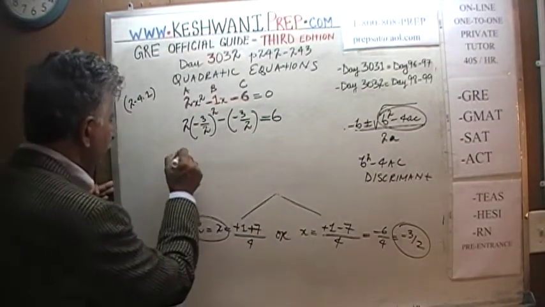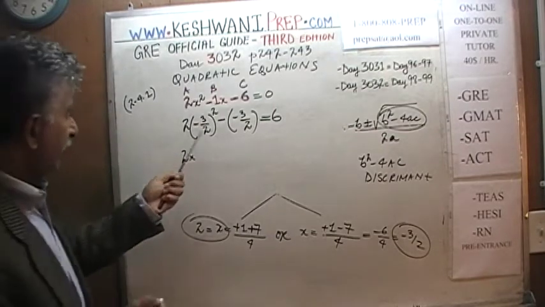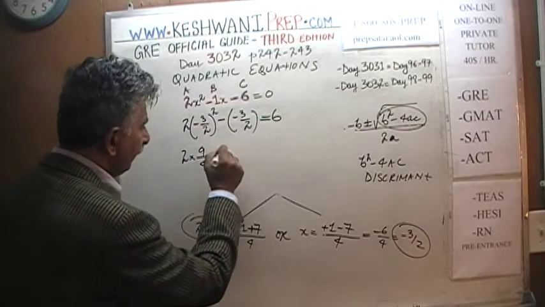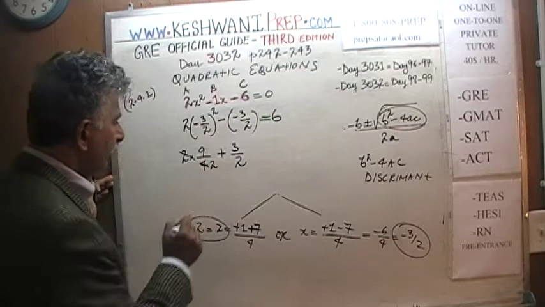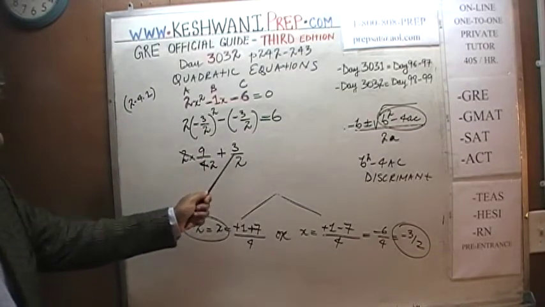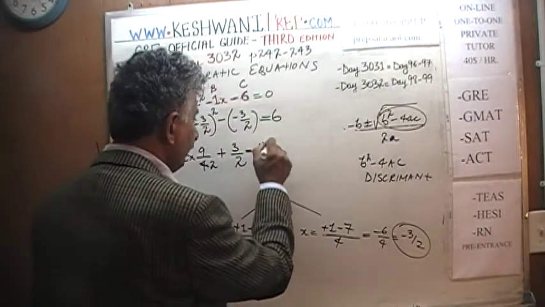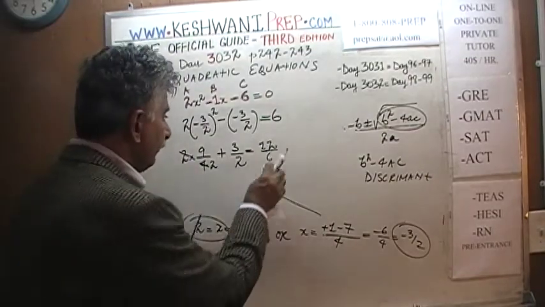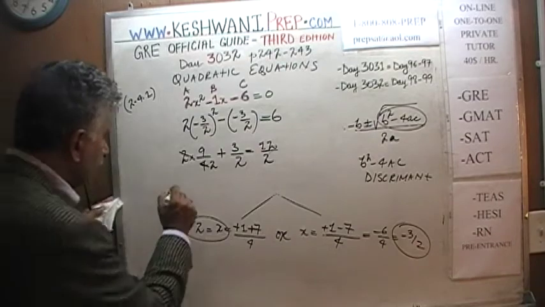So this is going to give us 2 times negative 3 halves squared, it's going to become positive, so it's 9 over 4. 9 fourths minus, or becomes plus, 3 halves, and the 2 is going to go away with this 2. So 9 halves and 3 halves. 9 halves plus 3 halves is 12 halves, and 12 halves are of course 6. Everybody knows that 12 halves are 6.